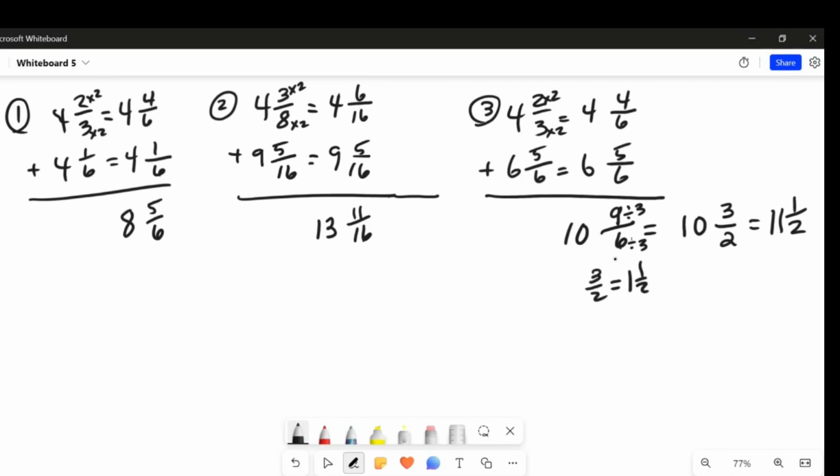All right, let's jump down to the next section where we have some subtraction problems, and let's look at number 1 in the subtraction area. 7 2/3.